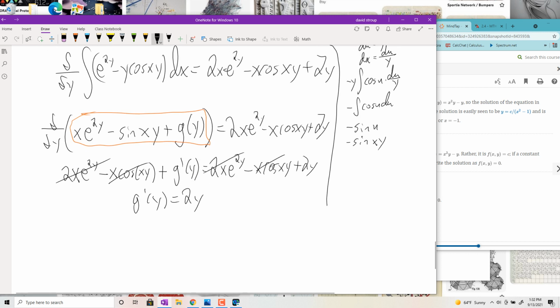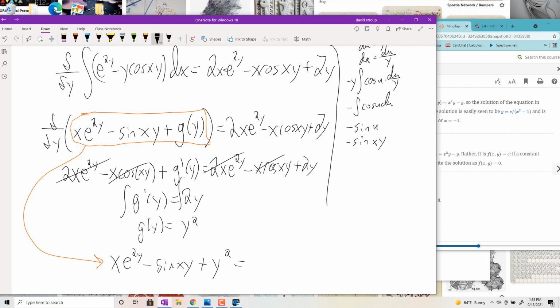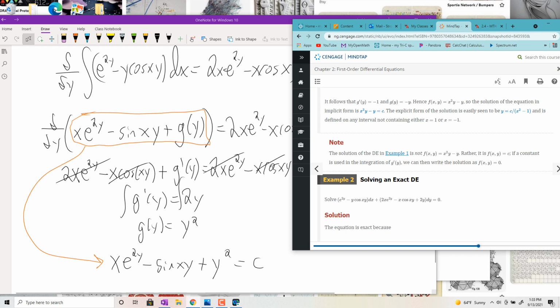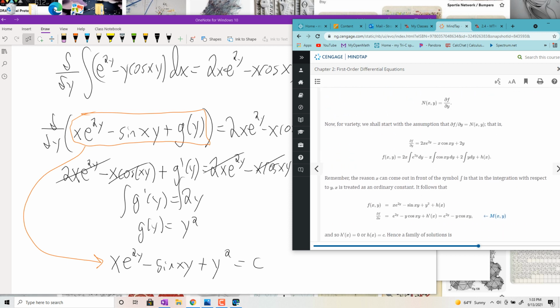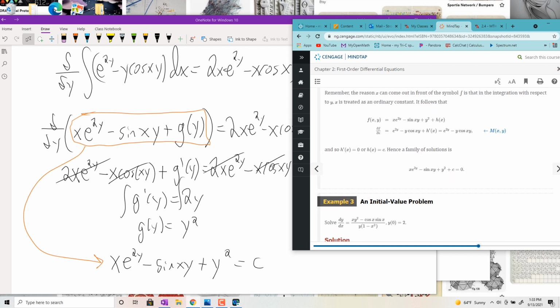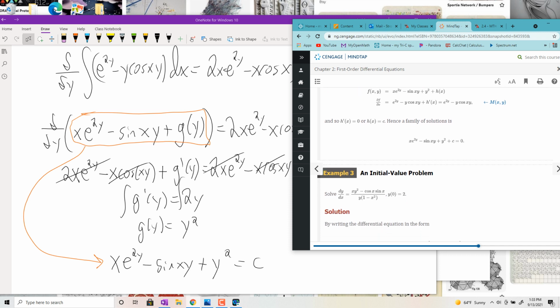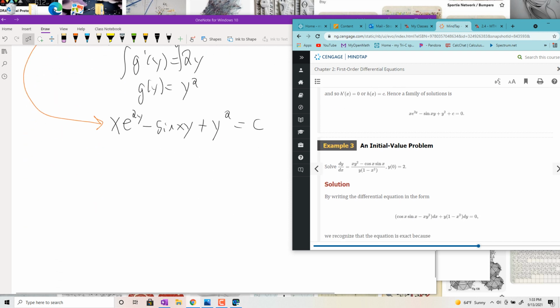Okay, almost done. Integrate both sides, and you get g of y equals 2y squared over 2, so just y squared. And finally, your solution: x e to the 2y minus sine xy plus y squared equals some constant. Okay, so let's make sure that's what they got. Yep. They like to put the constant on the other side instead of equal to 0. That's fine. Okie dokie. Let's look at example 3.